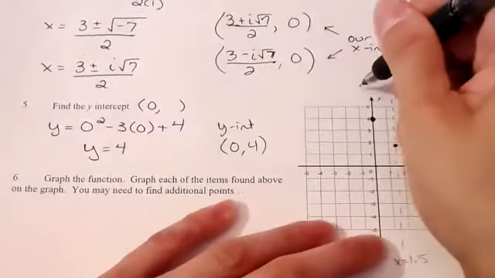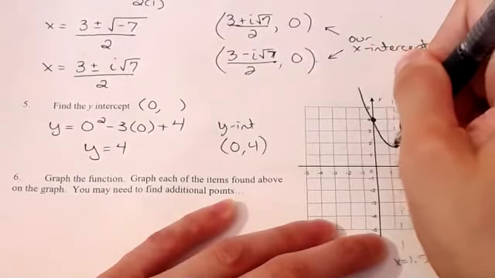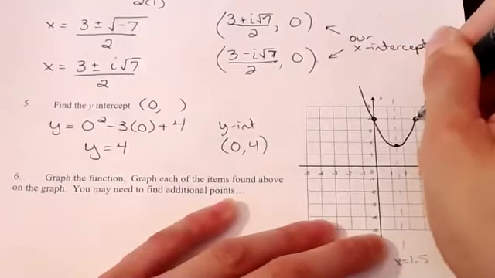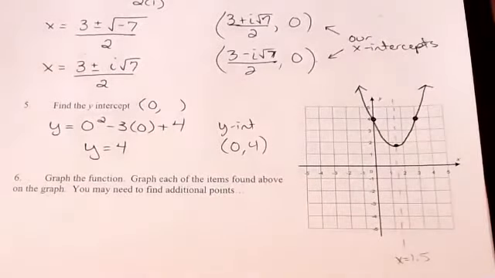Notice that our graph does not cross through the x-axis, and that's okay, but we knew that because our x-intercepts were imaginary. So this graph is essentially floating above our x-axis, which again, as a reminder, is not a problem. That's okay. And you're done.